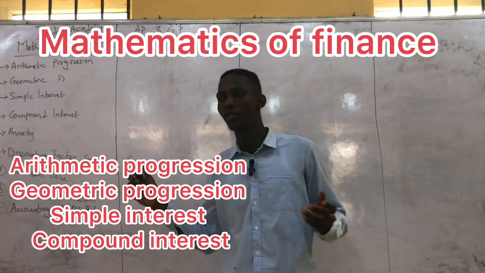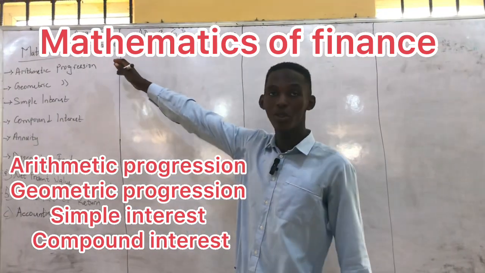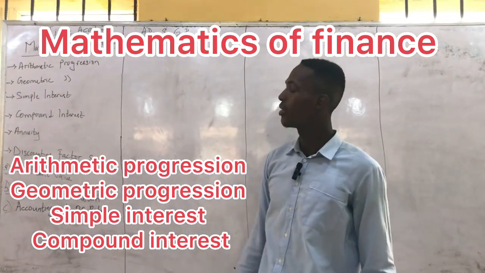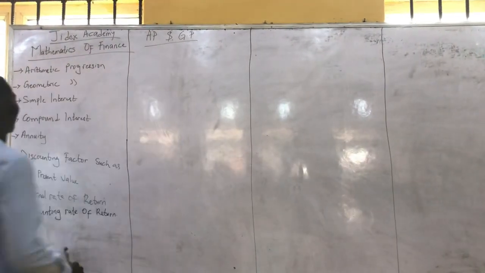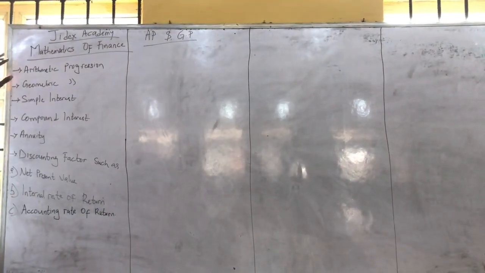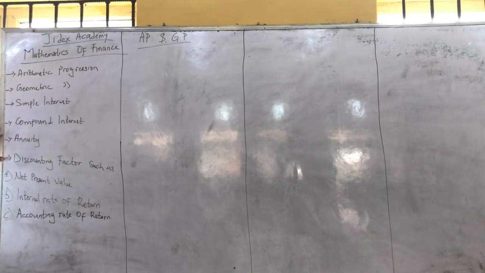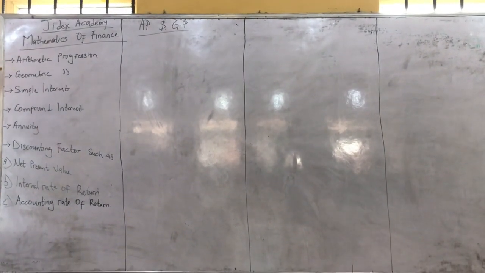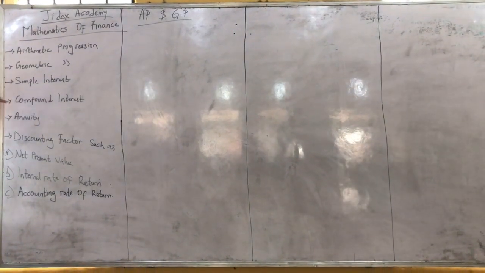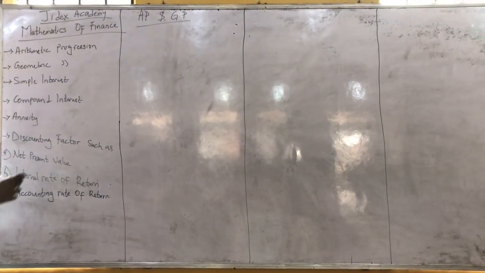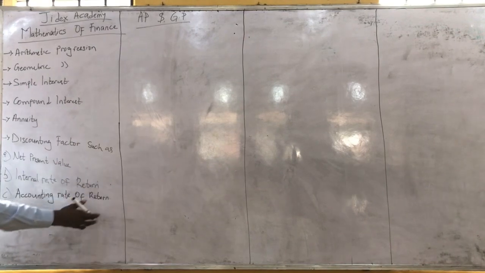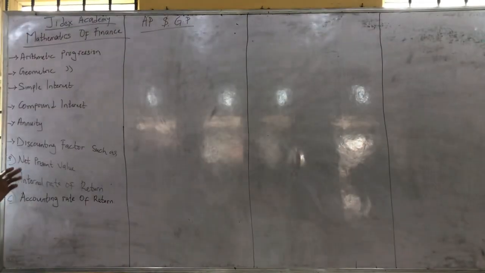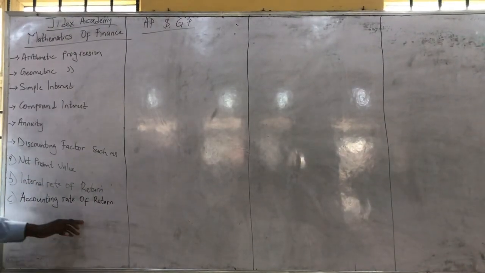And I present to you today mathematics of finance. So, when it comes to mathematics of finance, these are majorly what you need to know: the arithmetic progression, geometric progression, simple interest, compound interest, annuity, and discounting factor, which comprises majorly these three: net present value, internal rate of return, and accounting rate of return.